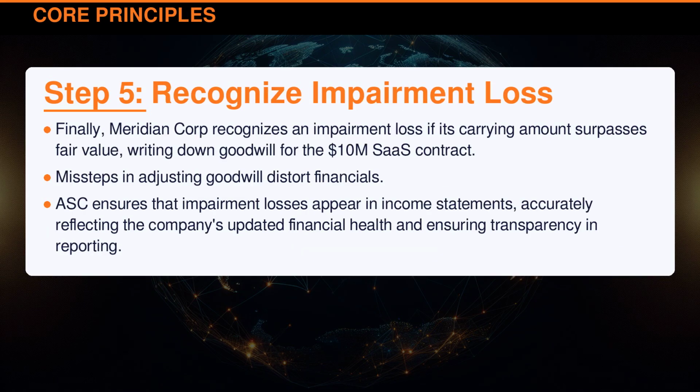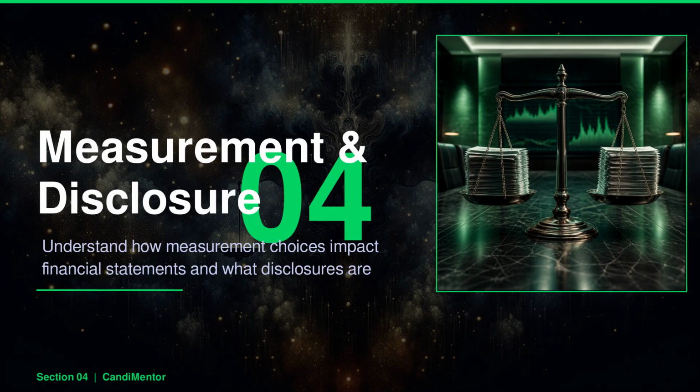Finally, Meridian Corporation recognizes an impairment loss if its carrying amount surpasses fair value, writing down goodwill for the $10 million SaaS contract. Missteps in adjusting goodwill distort financials. ASC ensures that impairment losses appear in income statements, accurately reflecting the company's updated financial health and ensuring transparency in reporting. The measurement method you choose directly impacts your balance sheet.